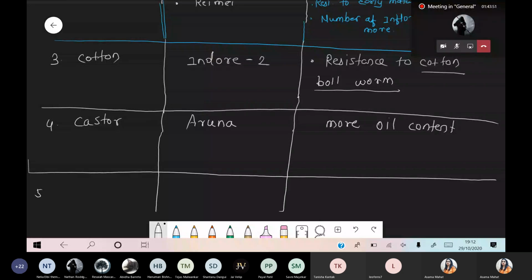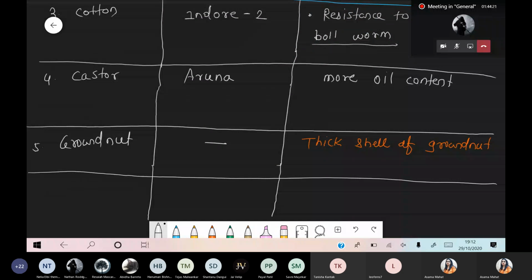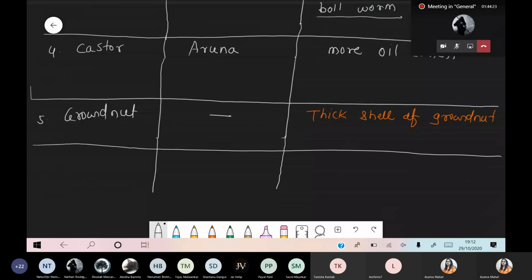Crop, that is groundnut. Species not mentioned, so simply dash. And in case of this groundnut, there is a production of thick shell of groundnut. So definitely if the groundnut shell is thick, ultimately the seed gets protected from the various pathogens. So shell.